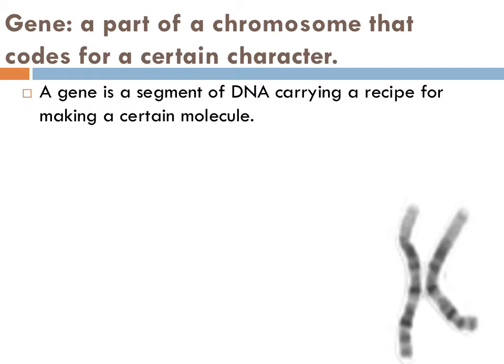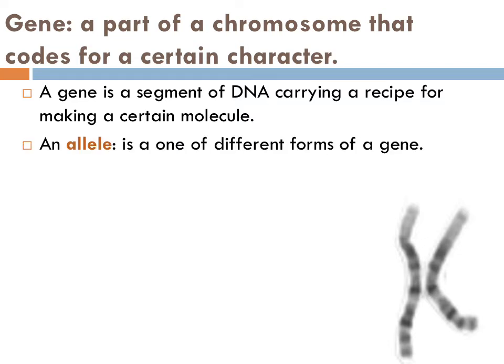Okay? Now remember, we can have varieties of the same characteristic. I can have blue eyes or brown eyes. I can have brown hair or blonde hair. And so on and so forth. For each and every characteristic, there are many variations. And an allele, this new word, an allele is one of different forms of a gene. So there could be many different forms of a gene, just like I have just told you.